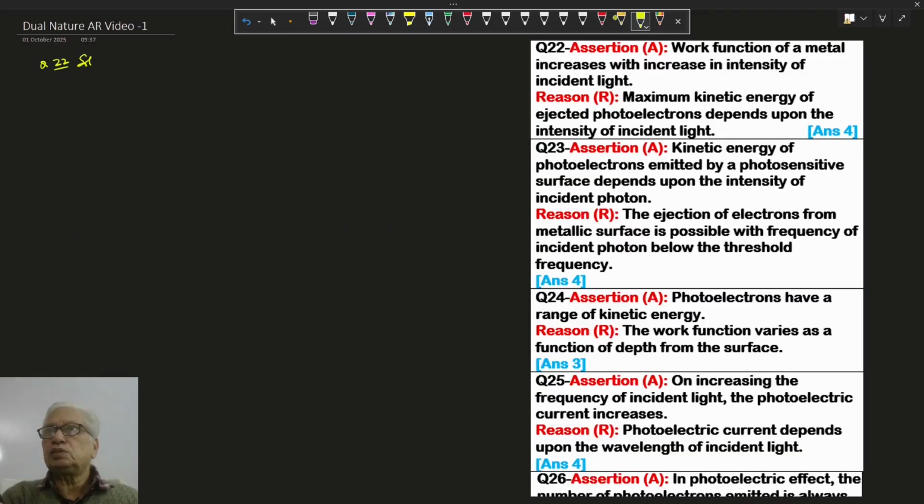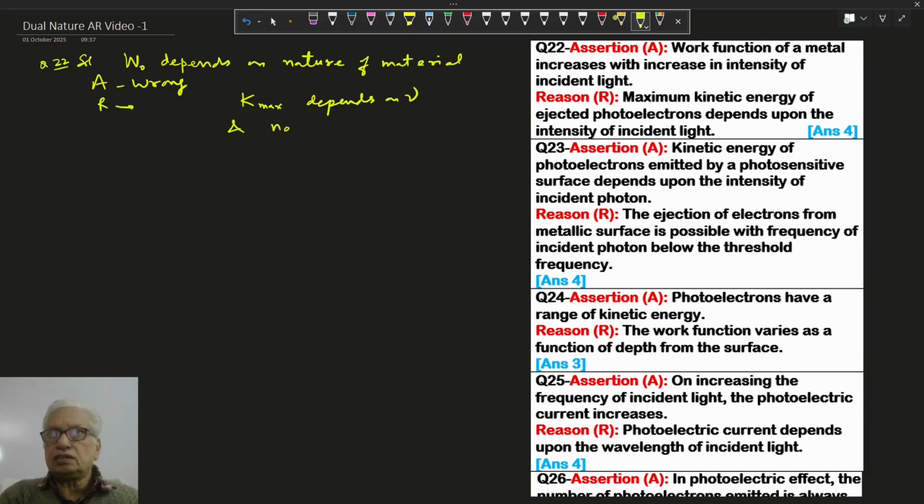Question 22. Work function of a metal increases with increase in intensity. Here, work function depends on the nature of the material. It does not depend on the intensity of the incident photons. So the assertion is wrong. And for the reason, maximum kinetic energy depends on frequency and not on intensity. So this is also wrong. Means option 4 is correct.